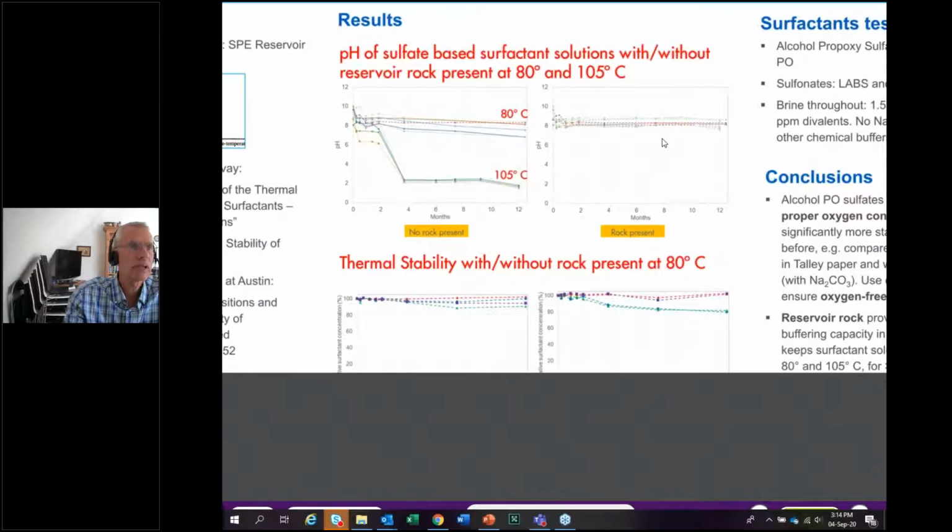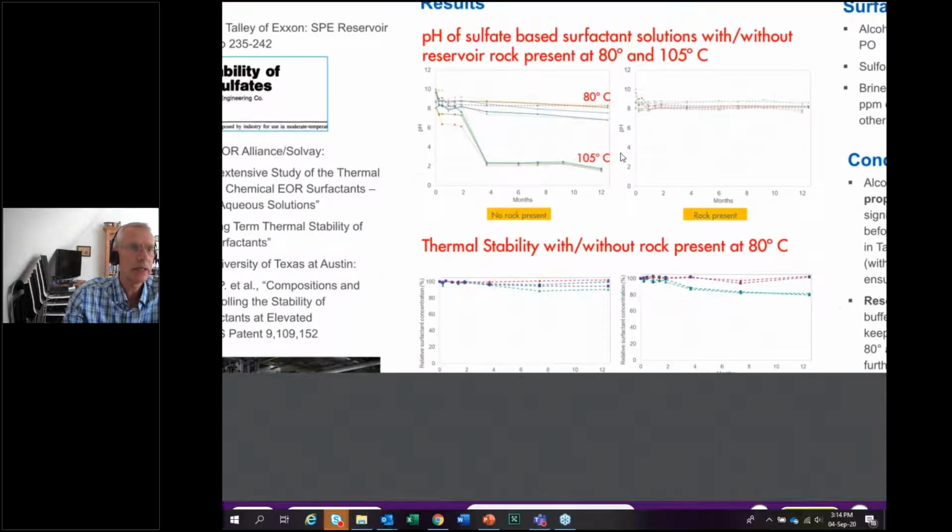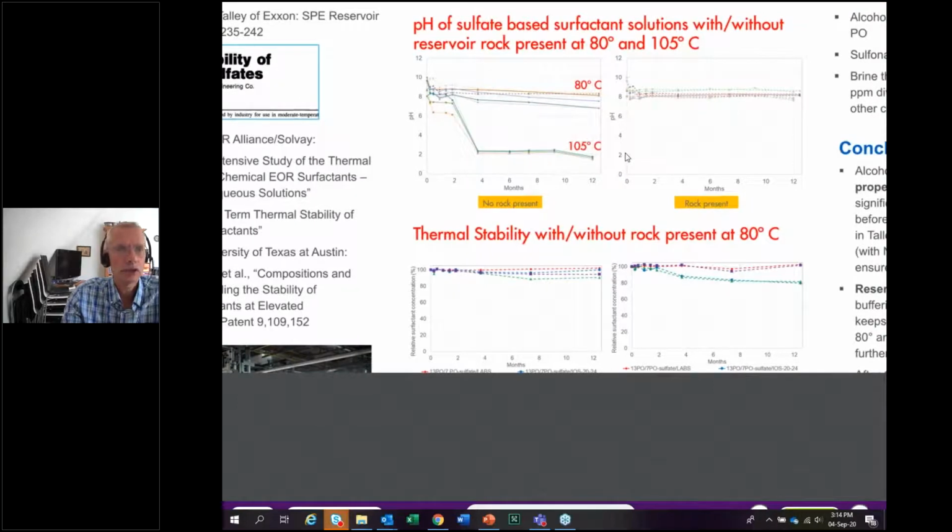And you can see that with no rock present, the pH stability is poorer for the 105 degrees Celsius. For the 80 degrees Celsius, with and without rock, both are pretty stable. But you can see the presence of rock does give us that pH stability, which is what we would have expected. So that's positive. That suggests the presence of rock could be a mechanism for keeping the alcohol epoxy sulfate stable, because it's keeping the pH stable and we're not going below 7.